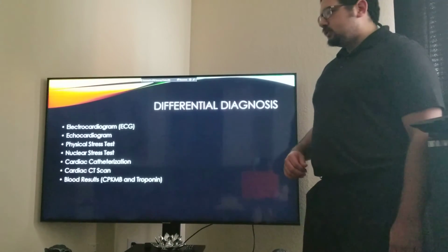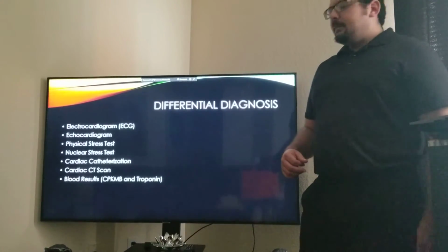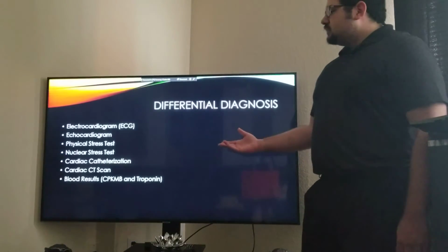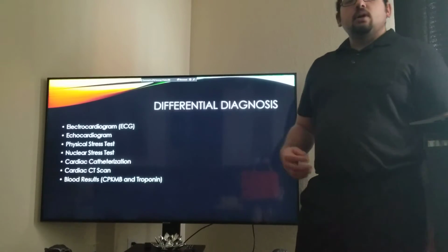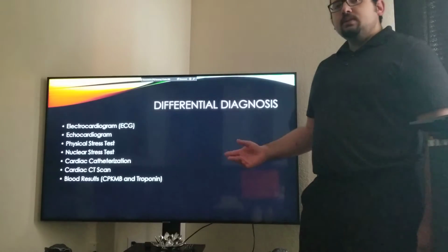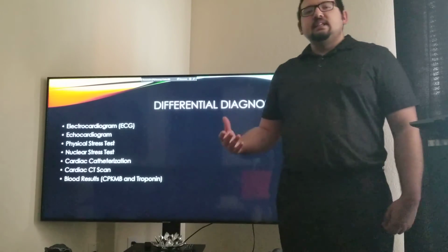And finally, we have blood results. With blood results, we have two main things that we want to look at. Of course, the usual lab results, but also CPK-MB and troponin, which are cardiac enzymes. Typically, what you'll end up returning first will be troponins, and that tells us if there is any damage occurring to the heart.